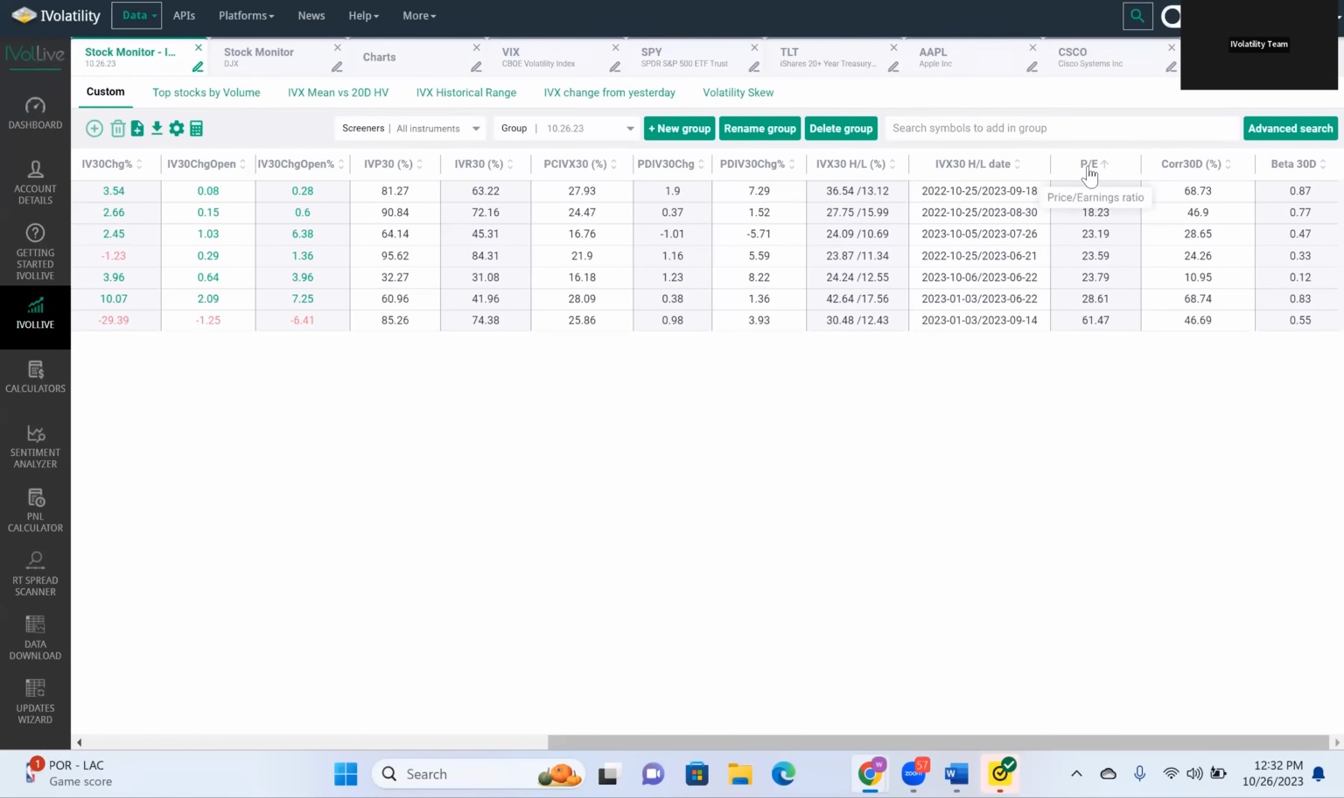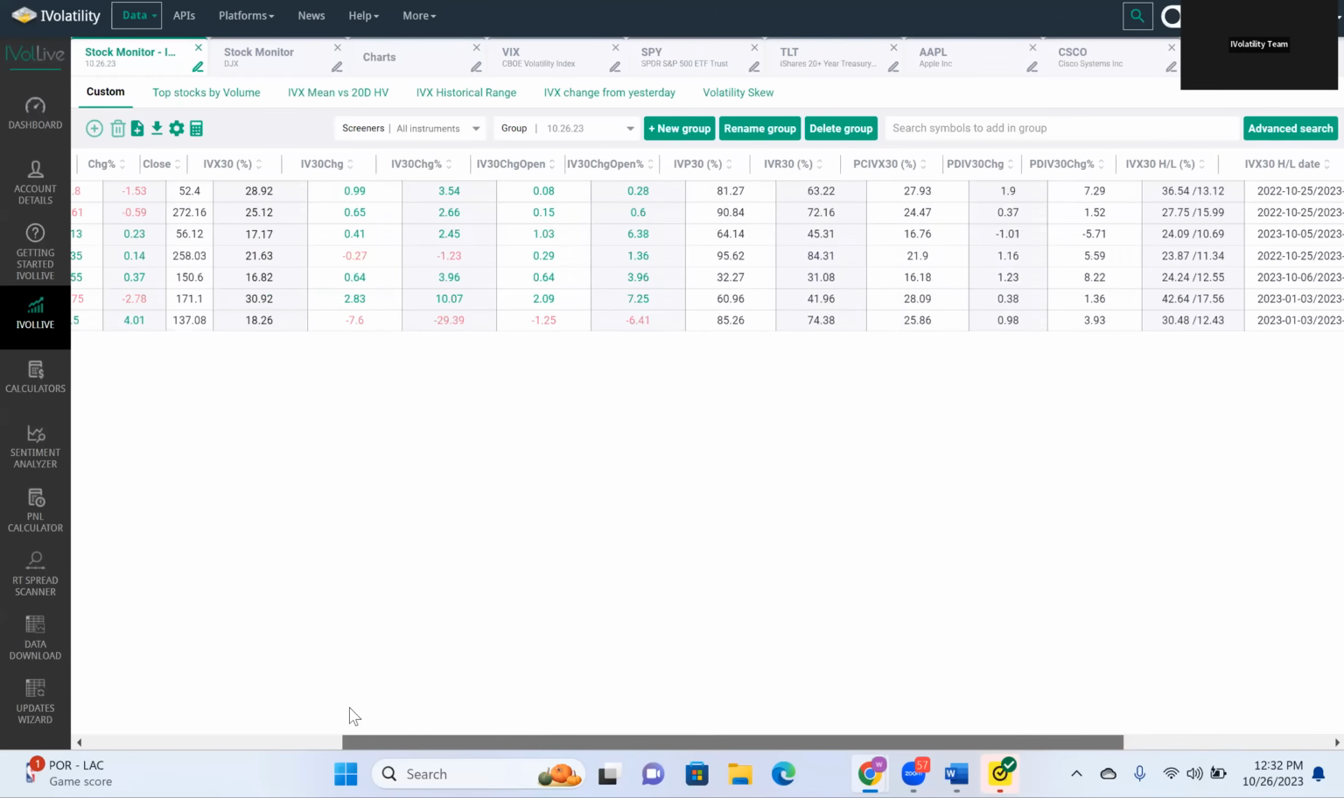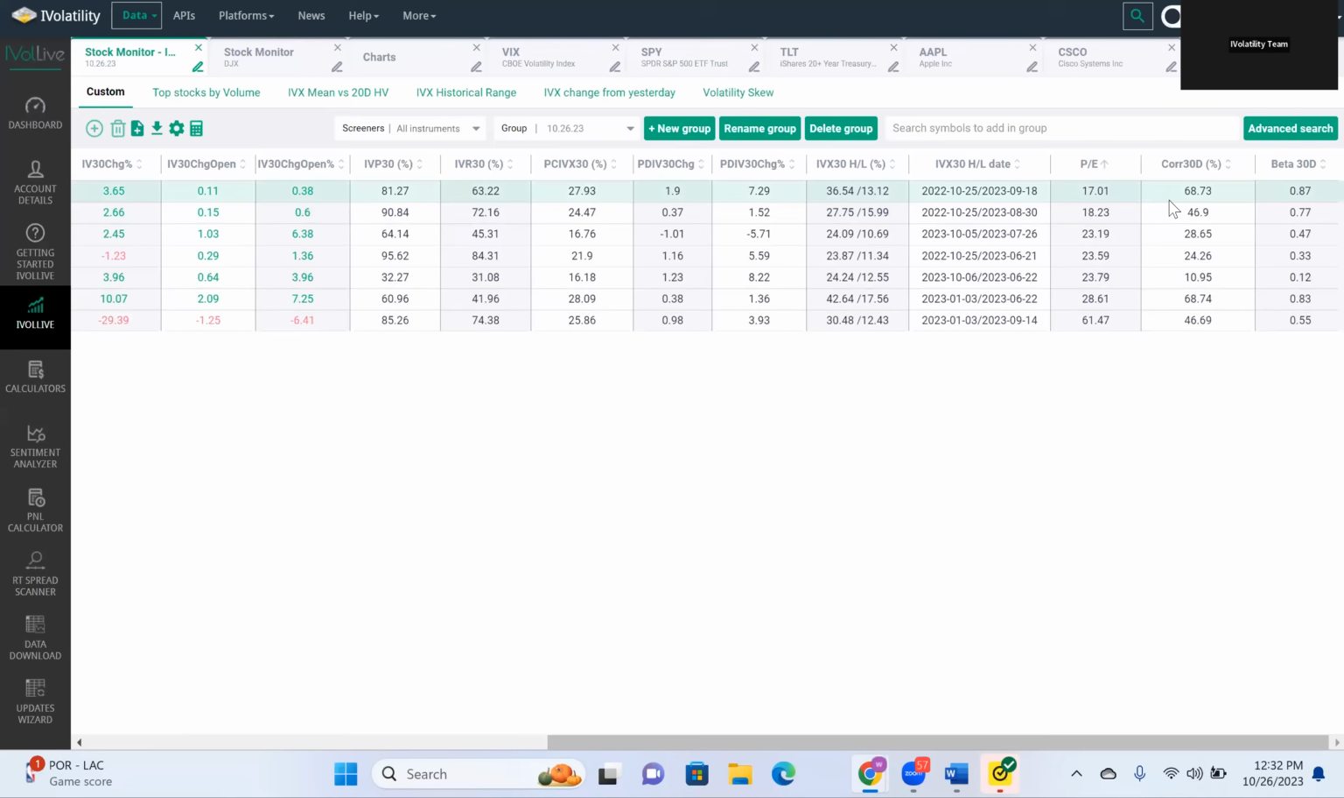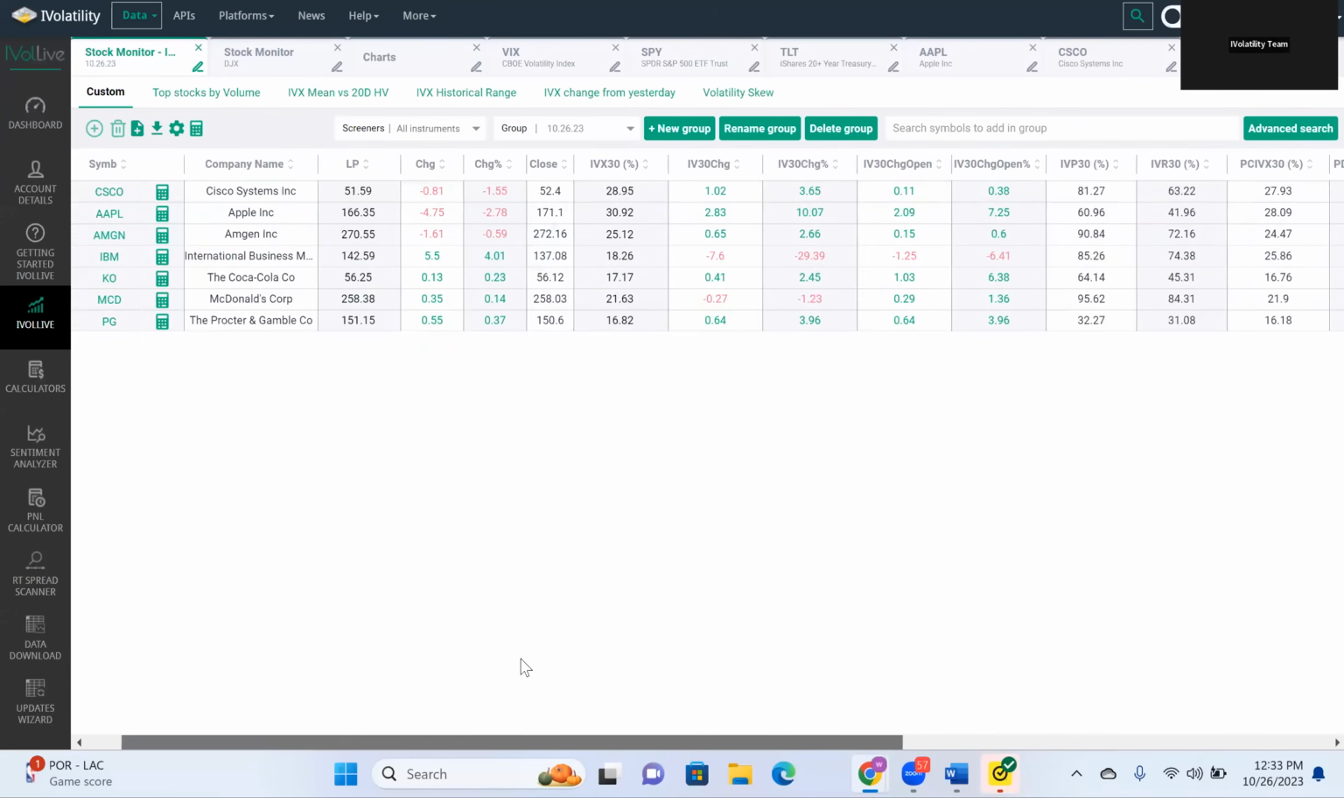Here's our price to earnings ratio. So we could say, okay, what's trading at the cheapest PE? That's Cisco, Amgen, and Coke. And then what's trading with the highest correlation to the market and the lowest correlation to the market. Apple has been the most correlated. And then what's trading kind of in lockstep, volatility-wise, in terms of percentage moves in the underlying stock as the S&P moves.